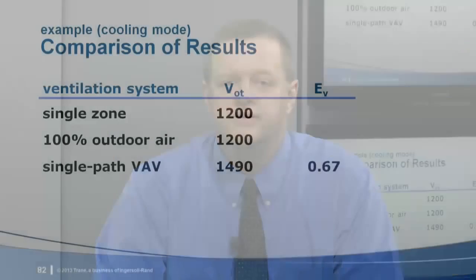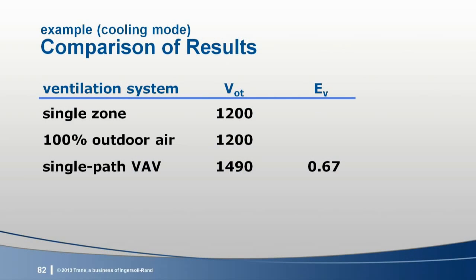To wrap up this section on system calculations, let's compare the calculated intake airflows for all 3 system categories listed in the ventilation rate procedure. For our example 3-zone building, the individual single-zone systems deliver 300, 400, and 500 CFM respectively, for a total of 1,200 CFM for the overall building. The 100% outdoor air system delivers 1,200 CFM to the building also. And the single-path VAV system delivers 1,490 CFM.